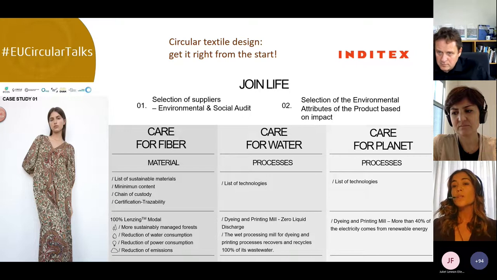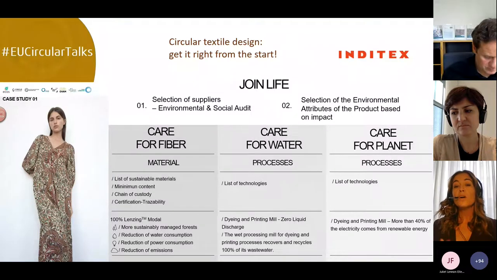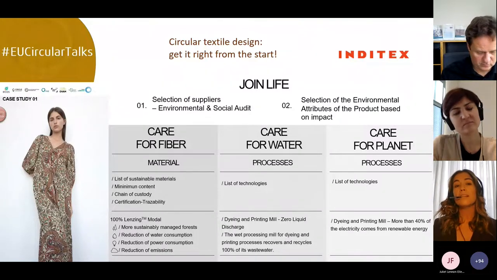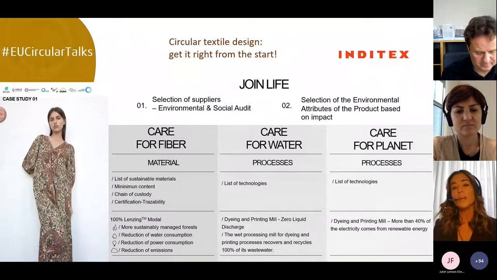Secondly, it is care for water and care for planet. Care for water, why? Because when we audit, we can prove that the dyeing and printing mill fulfills zero liquid discharge, and the wet processing mill for dyeing and printing processes is recovering and recycling 100% of the wastewater. And then we also have the care for planet classification. Why? Because we are saving 40% of the energy, since it is being made with renewable energy in the factories. And this is one example of how you tackle that.